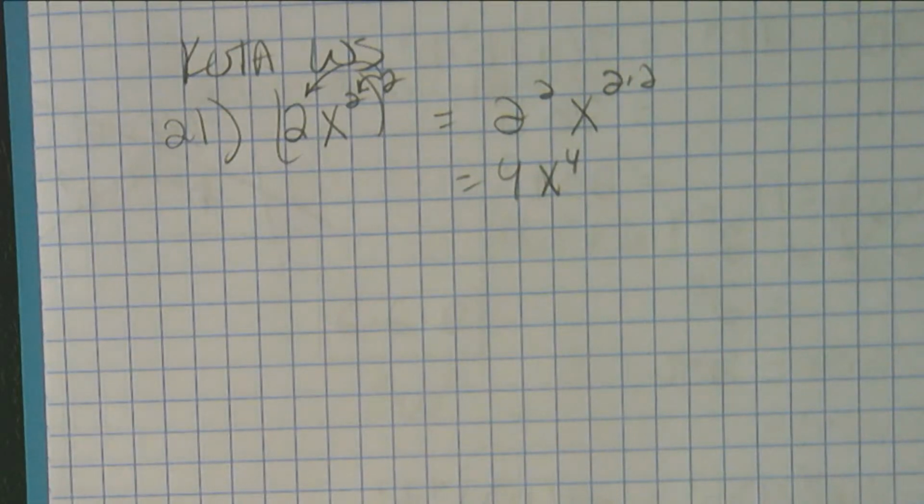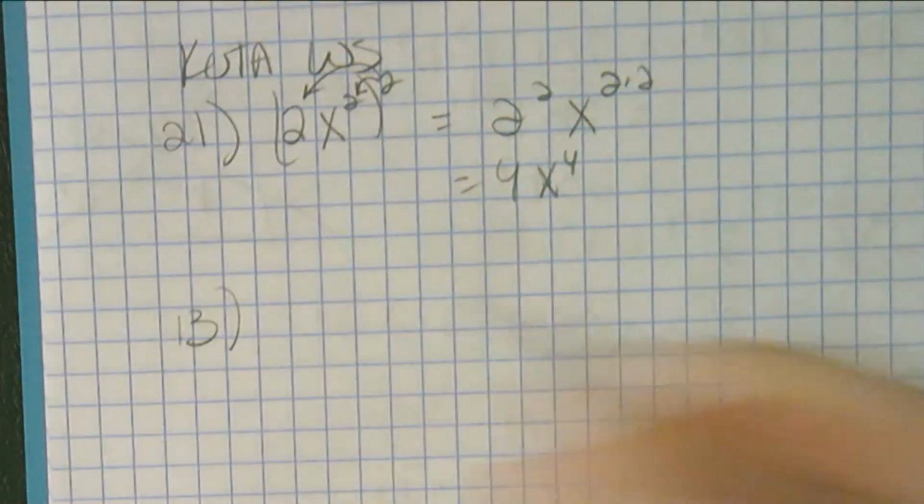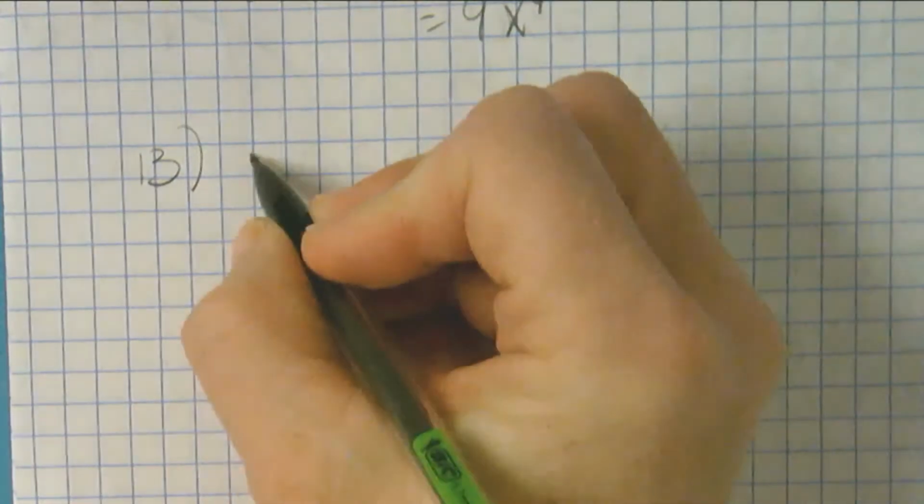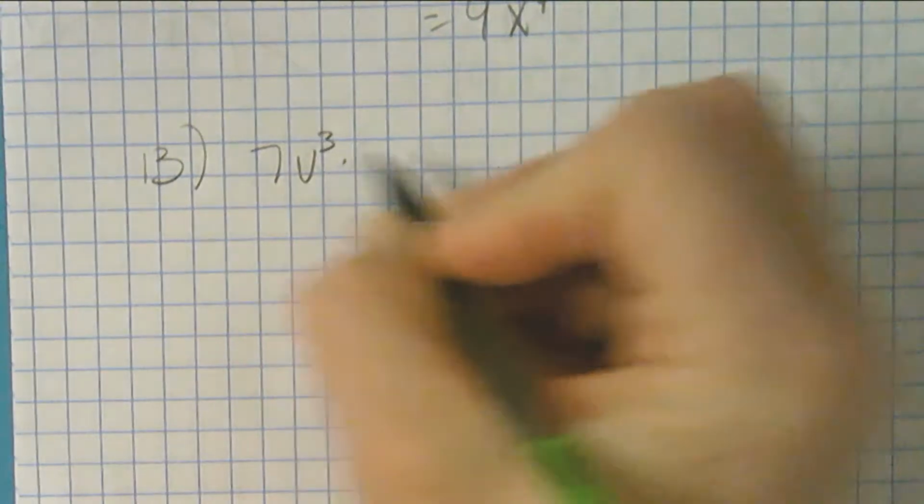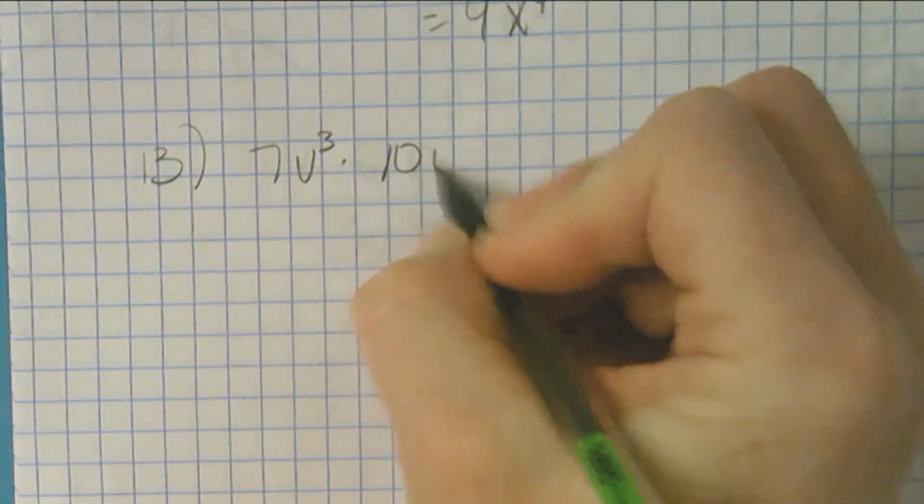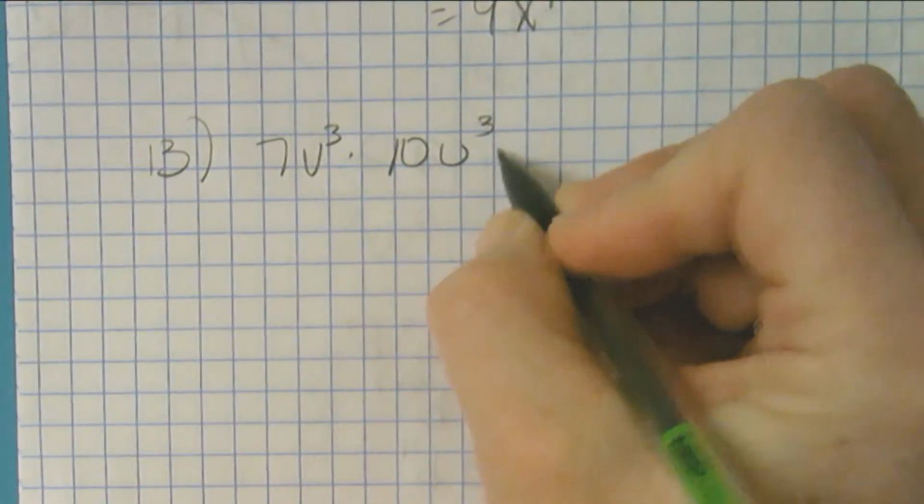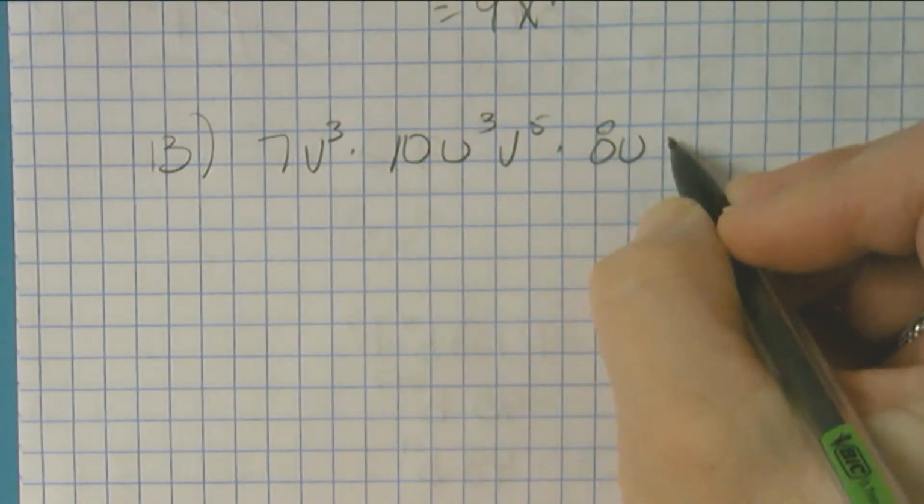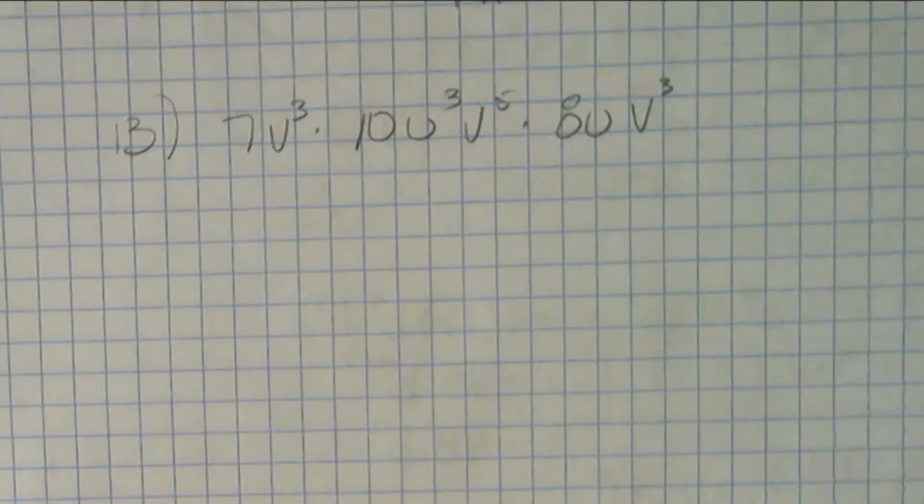What else can I do from the worksheet? Christiana? 13? Okay. 13 is one I would give you on a homework quiz. So I have 7v to the 3rd times 10u to the 3rd v to the 5th times 8u times v to the 3rd. Is this the one you're talking about?